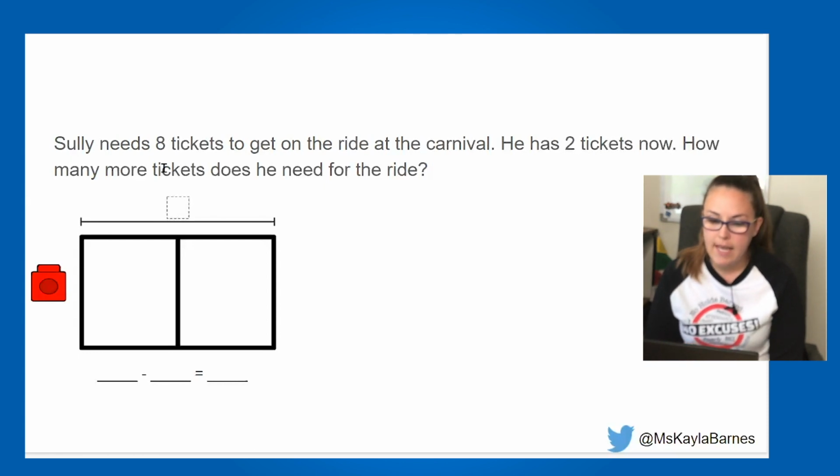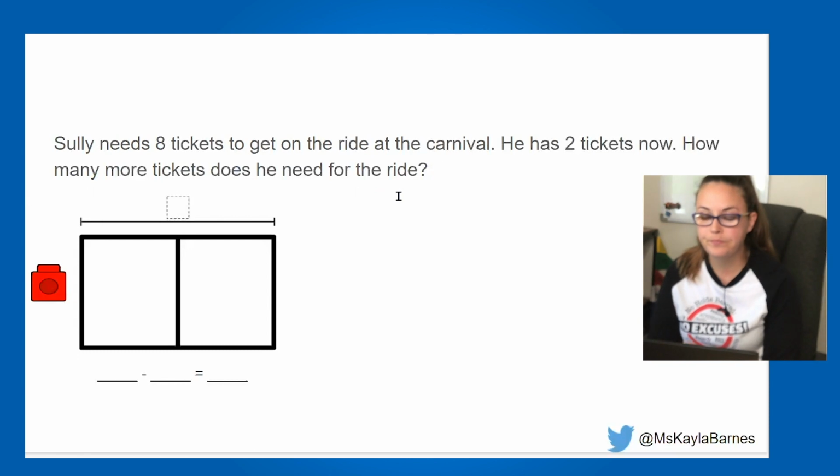Sully needs 8 tickets to get on the ride at the carnival. He has 2 tickets now. How many more tickets does he need for the ride?